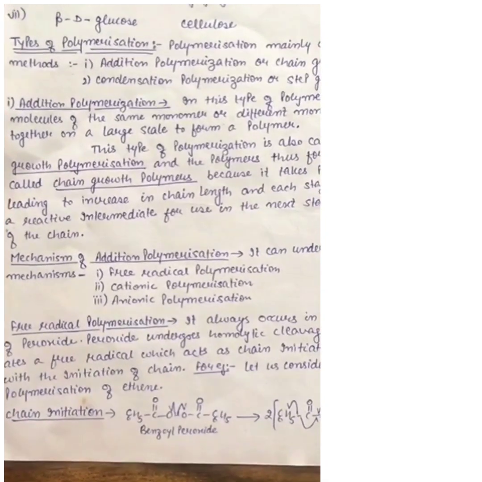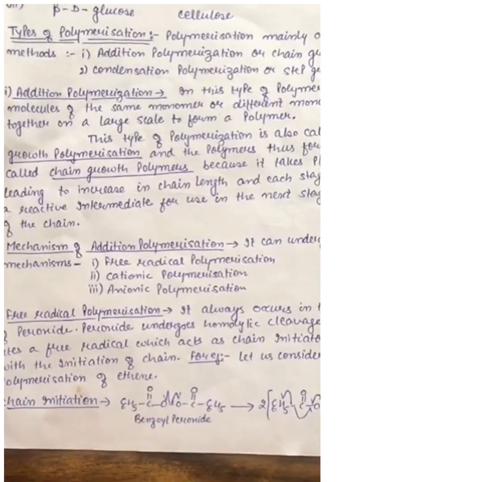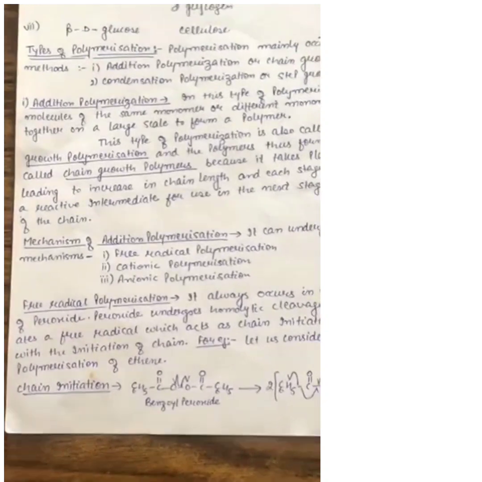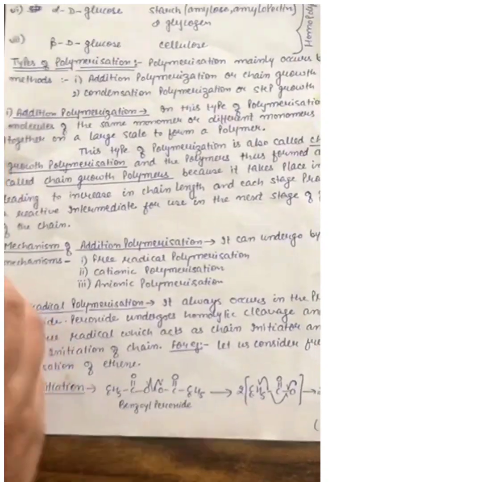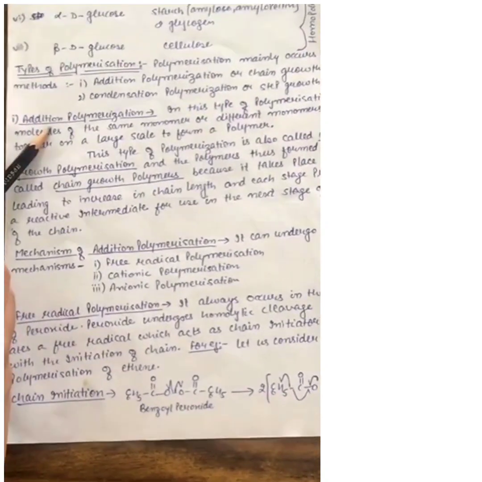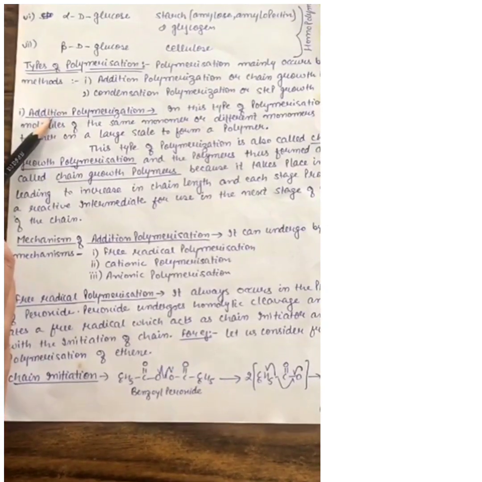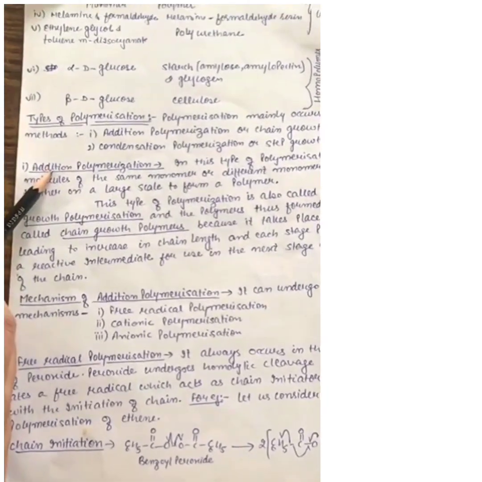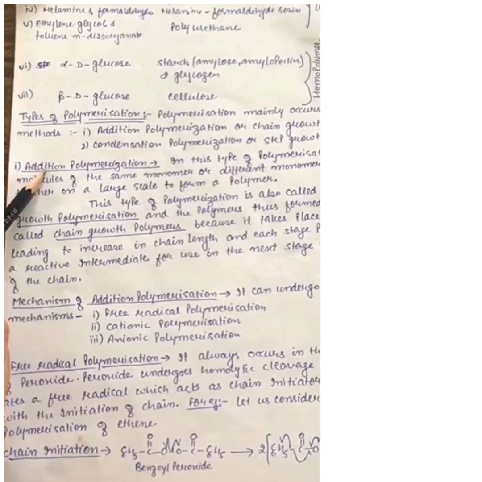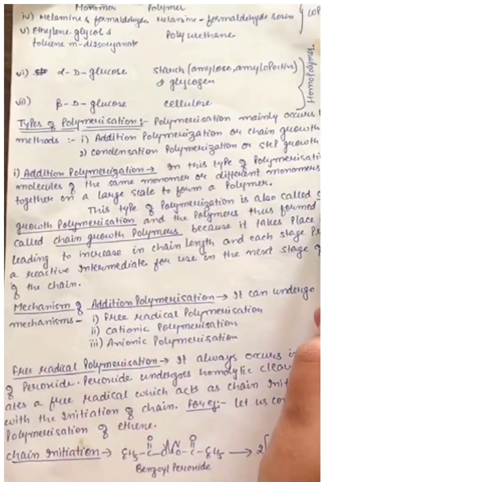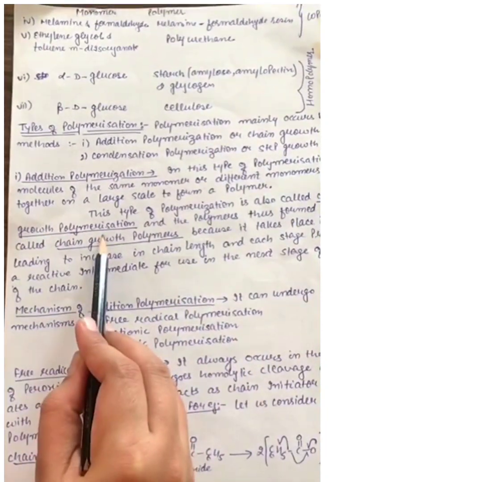As we all know, in order to make a polymer, there are two ways, either by adding the monomers or by condensation. So first, we discuss the mechanism of addition polymerization. In addition polymerization, the monomer units simply combine with each other and give a large polymer chain. This is known as chain growth polymerization.